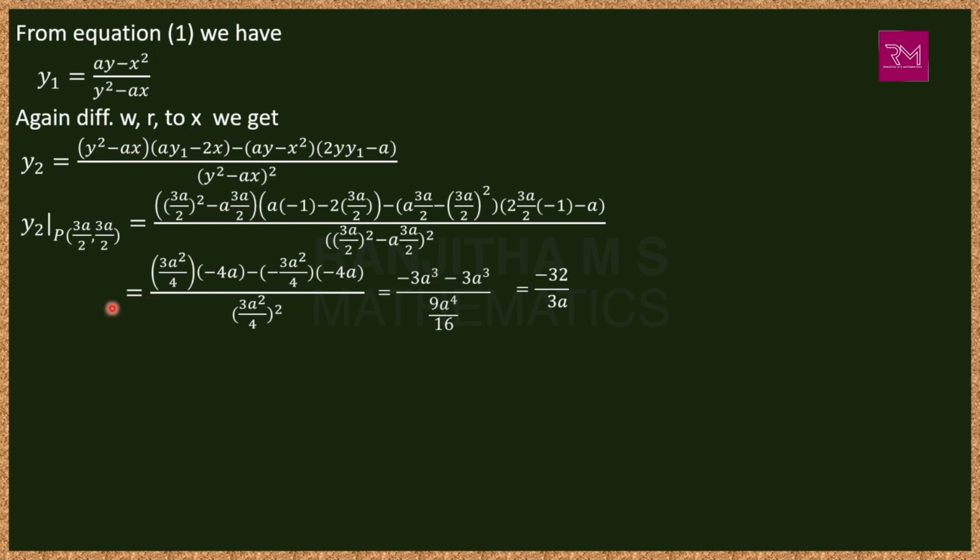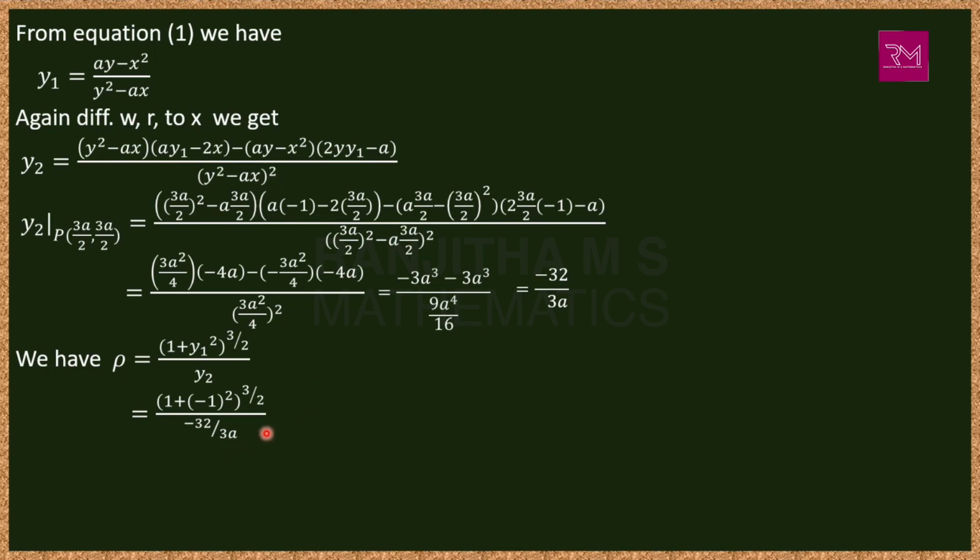y1 value is minus 1 and y2 value is minus 32 divided by 3a. After finding y1 and y2, we have to substitute in the formula rho is equal to (1 plus y1 square) whole power 3 by 2 divided by y2. Substituting the terms, we get (1 plus (minus 1) whole square) whole power 3 by 2 divided by minus 32 divided by 3a.